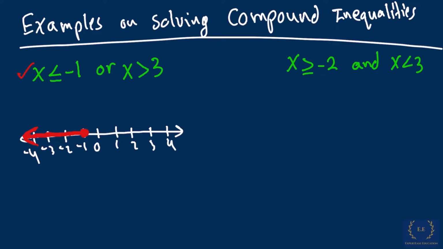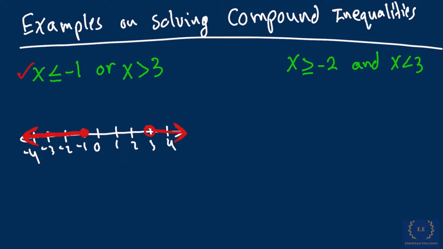Let's go to the second point. X is more than 3. So we have or x is going to be more than 3. So this is 3. We are going to keep it as a hollow point because there's no equal sign. So the answer will be all the way to infinity in this current case.